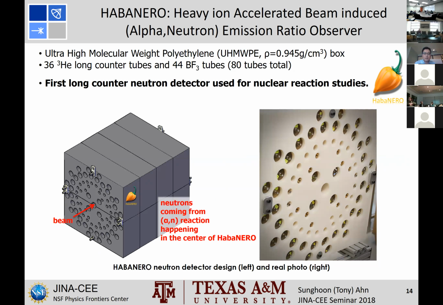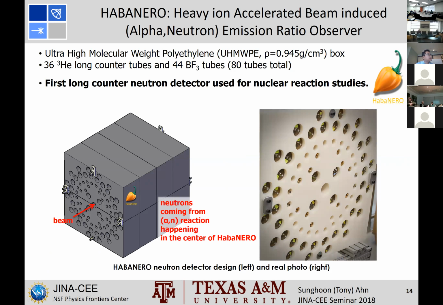polyethylene plastic. I want to point out that this is the first long counter neutron detector used for nuclear reaction studies. So the left picture shows the detector design. The beam comes into the middle of the hole of the detector, and the alpha-n reaction happens in the middle of the detector, and the neutron comes out and is detected by this HabaNERO. And the right shows the photo of the actual HabaNERO setup with the sample tube.